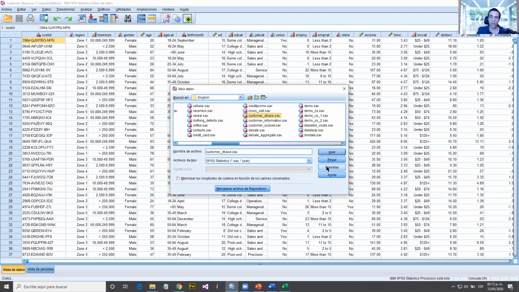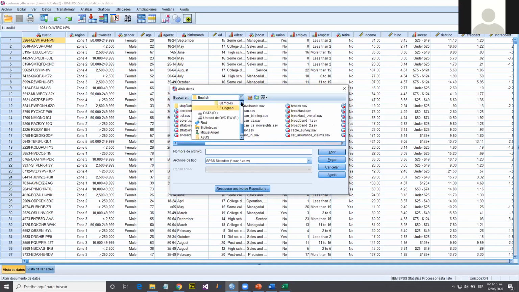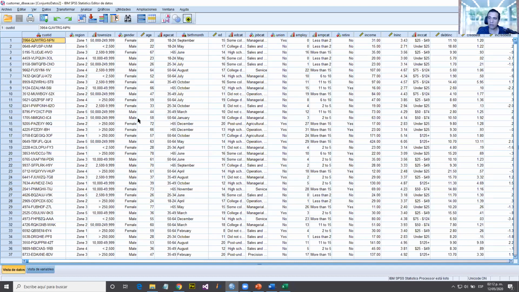Windows, then program files, then IBM, then SPSS, statistics, 25, samples. Wait, where is samples? Samples, English. And right there, you should have the customer dbase. Customer database, okay. Open. And then everyone should be looking at something like this.